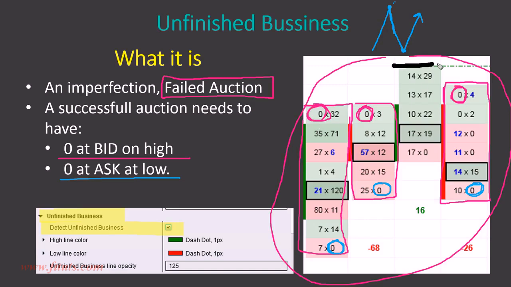Now let's have a look at this footprint. In here there is 14 contracts traded on bid and 29 on ask. So if this was a successful auction, this would need to be 0 and 29, but there's the 14. So this is failed auction. In here the buyers were willing to buy for higher prices, but the price turned and went downwards. And this is sort of weird.